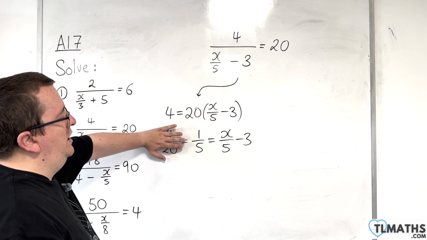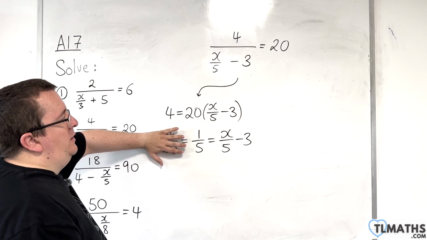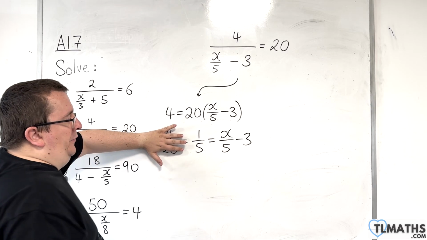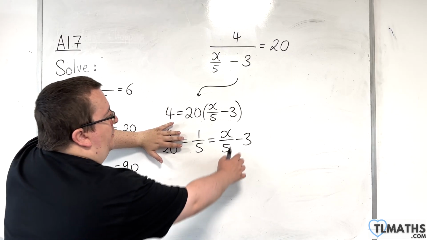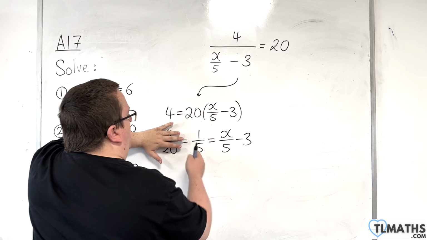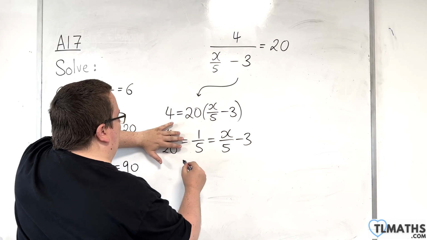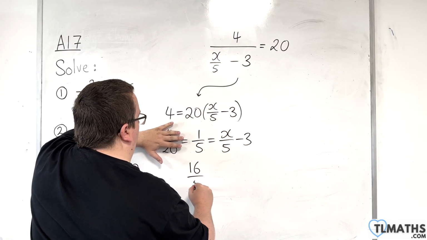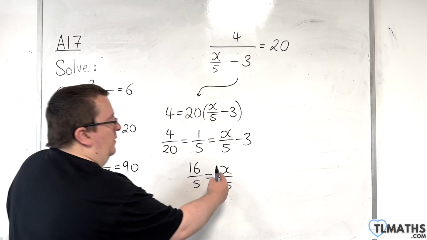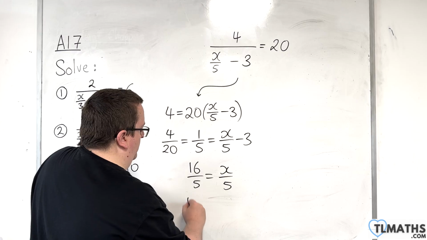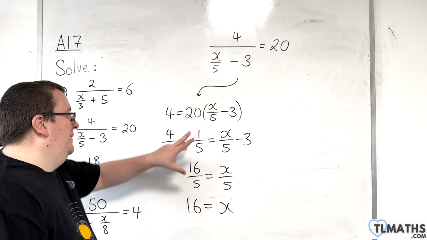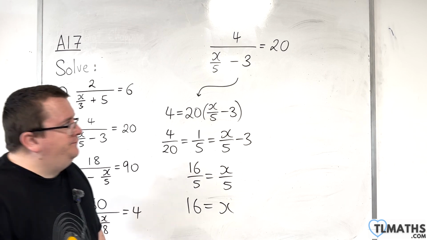Okay, so this is the equation we're left with. 1 over 5 equals x over 5 take away 3. Now I need to add 3 to both sides. Now 3 is 15 fifths. So 15 fifths plus 1 fifth is 16 fifths. And now, if you multiply both sides by 5, we get that x is 16. Okay, so some fraction work in there.